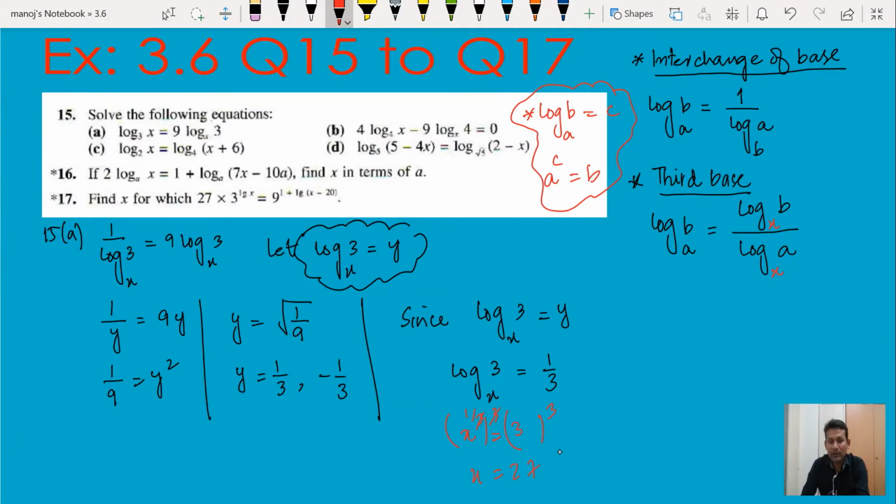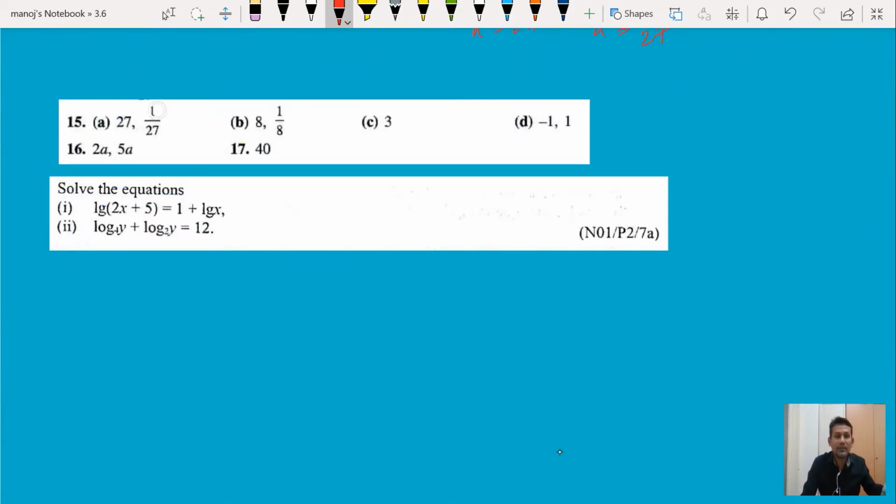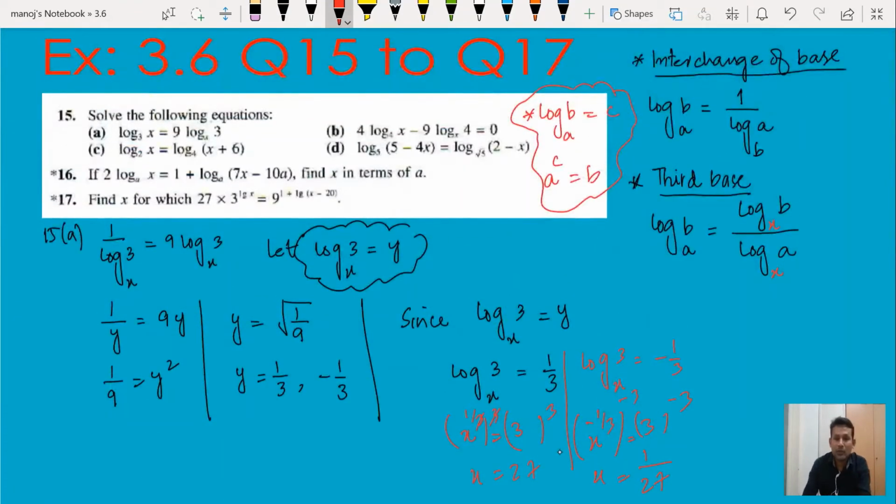Now we need to put in the value: log x3 equals minus 1 upon 3. So x will become the base and minus 1 upon 3 the power. When we put in the value, minus 3 and minus 3, the 3 and 3 cancel, and it is 3 to the power minus 3, which is 1 upon 27. So what's the result? The result is 27 and 1 upon 27. That's the first part done.